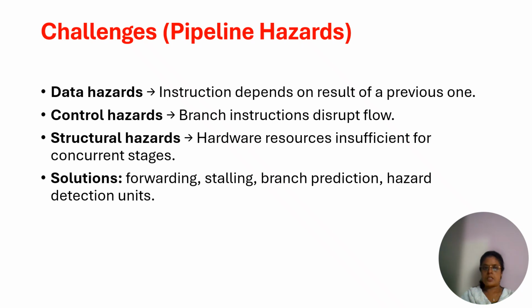Next, what are the challenges faced in pipeline execution? We have pipeline hazards, that is data hazards, control hazards, and structural hazards. Data hazards occur when an instruction depends on the result of the previous one during execution. Control hazards occur when a branch instruction disrupts the flow of instructions. Structural hazards occur when hardware resources are insufficient for concurrent stages. The solutions for these hazards are forwarding, stalling, branch prediction, and hazard detection units.